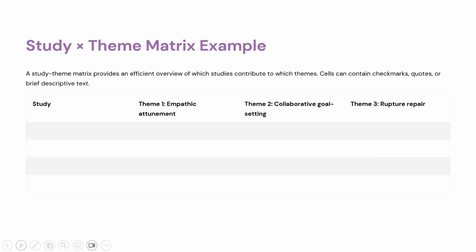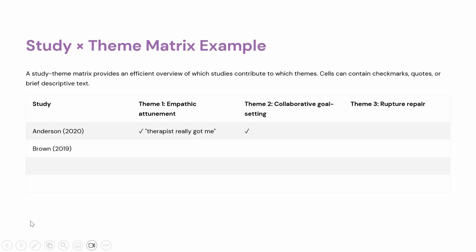Now, if we're trying to look at a study from a theme matrix example, a study theme matrix provides an efficient overview of which studies contribute to which themes. And in this particular case, cells may or can contain check marks, quotes, or brief descriptive text. So what would that look like in practice? Again, we have an example, the paper Anderson from 2020. The theme, empathic attunement, could be the therapist really got me. Theme 2 that could emerge is collaborative goal setting. So we also put a check mark for that.